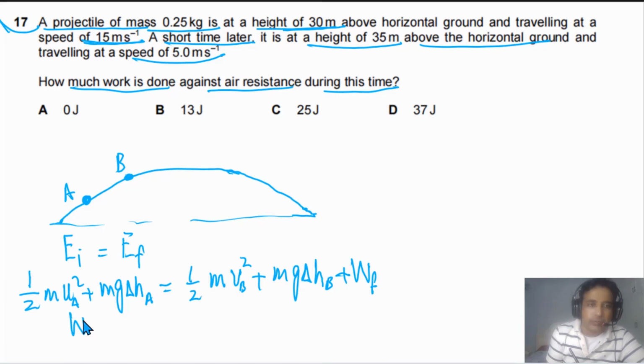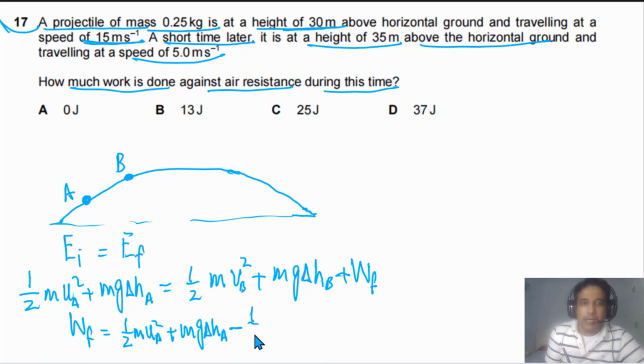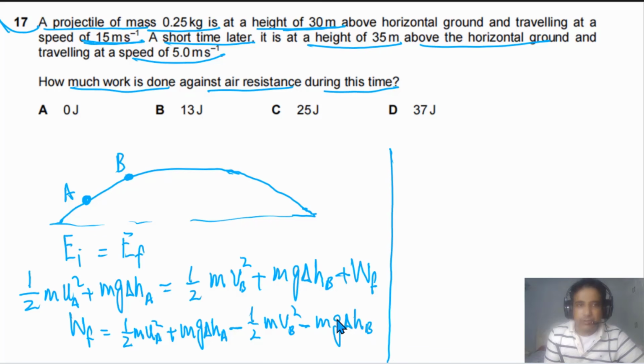So we can write down work done against resistive forces in this case will be equal to initial energy, or simply we can say this is 1/2 mu² plus mgΔh_A, meaning height above horizontal ground when it is at point A, minus 1/2 mv_B² minus mgΔh_B. Now simply we need to plug in values and we can find out the value of work done against resistive forces.